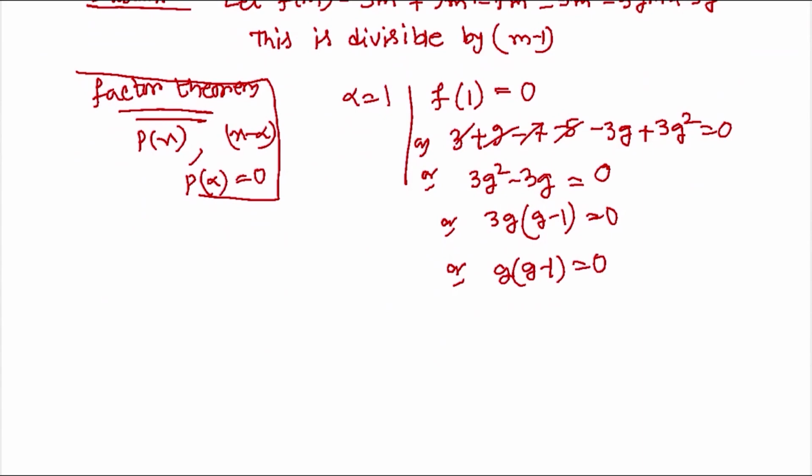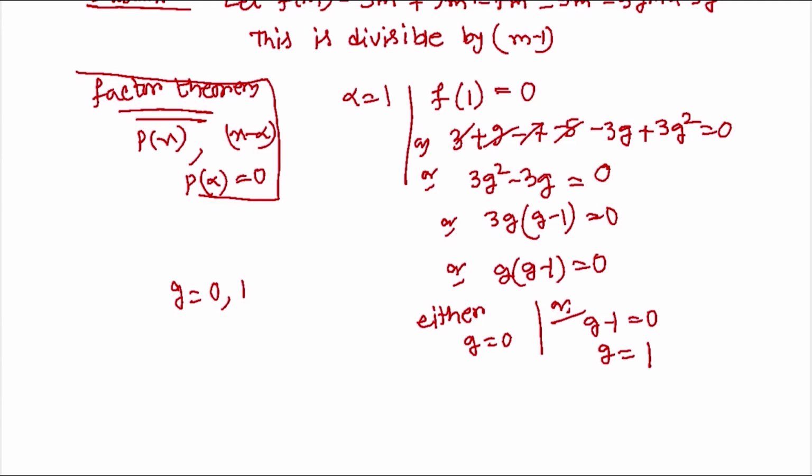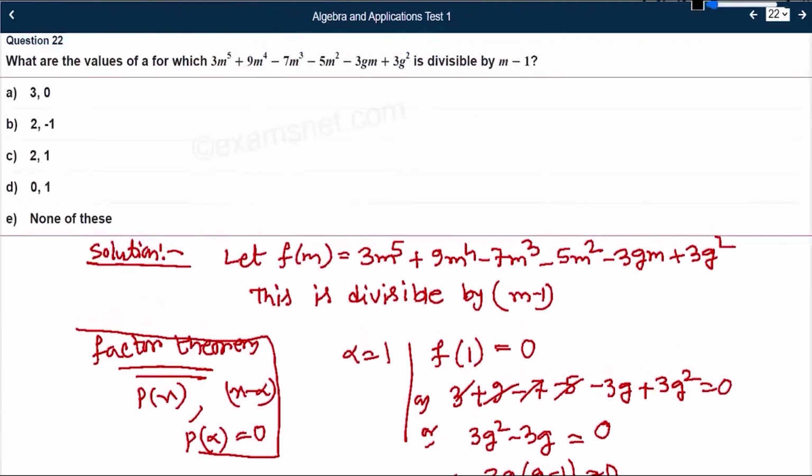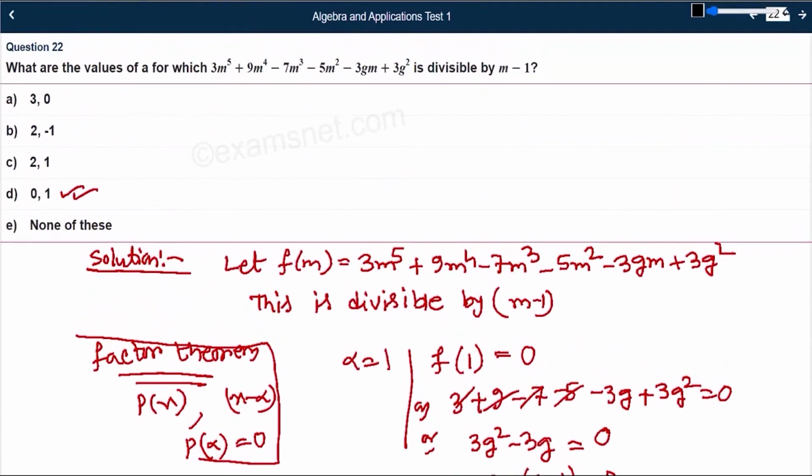That means we can write either g equals 0 or g minus 1 equals 0. That would give us the value of g as 1. So the value of g is 0 or 1. That means here option D is the correct answer. Okay.